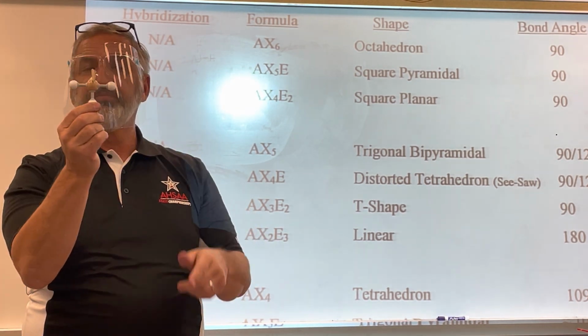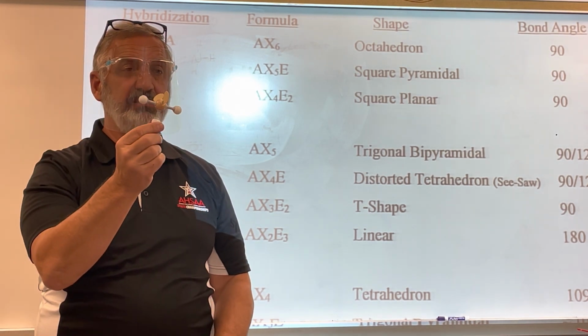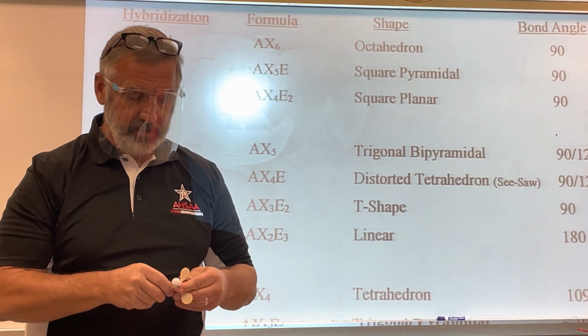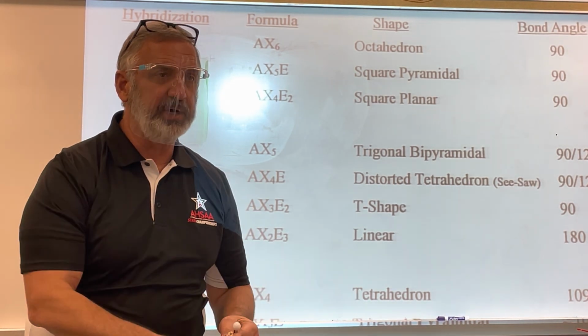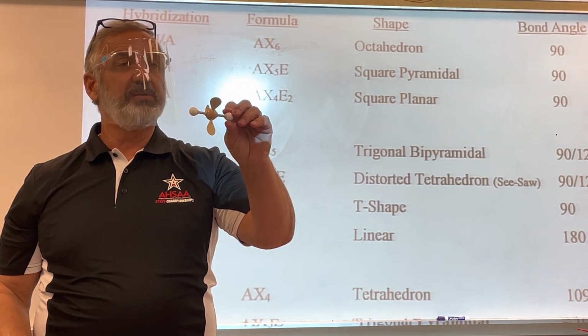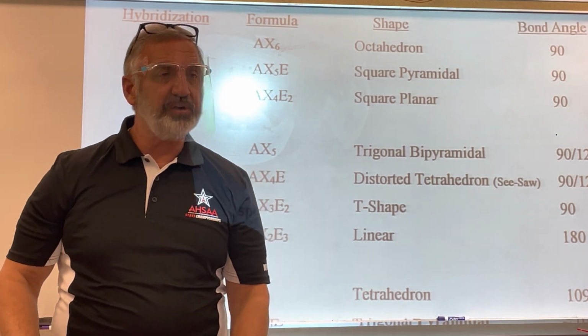Now we just have a very creative name, T-shape. T-shape. If we have 3 lone pairs, now it's a linear molecule. So all you have to do is know your AX formula.